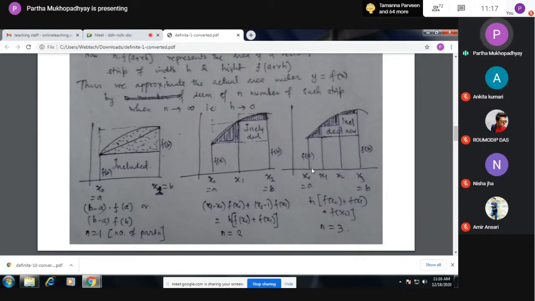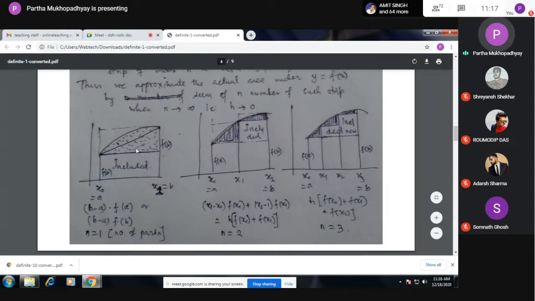Is that okay to all? Yes, sir. That is the basic idea, that if you take more and more partitions by introducing more and more partition points, you will get thinner and thinner rectangles, and they will more accurately represent the area. This is the basic idea.